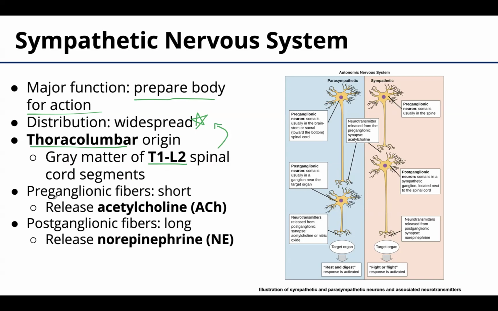Now, those preganglionic fibers, so the part of that first neuron, are relatively short, and they release acetylcholine, which is going to stimulate those postganglionic neurons. The postganglionic fibers are relatively long. And most will release norepinephrine, although some do release acetylcholine, such as those neurons that innervate sweat glands and some blood vessels and skeletal muscle. But for simplicity's sake, we're going to go with what the majority does, and that's going to be release norepinephrine.